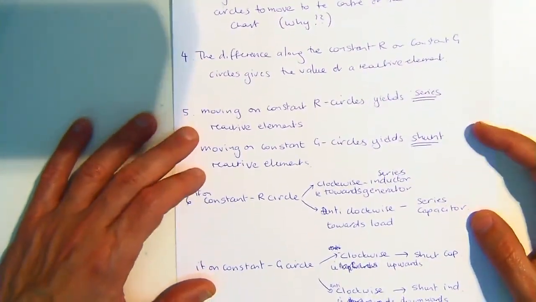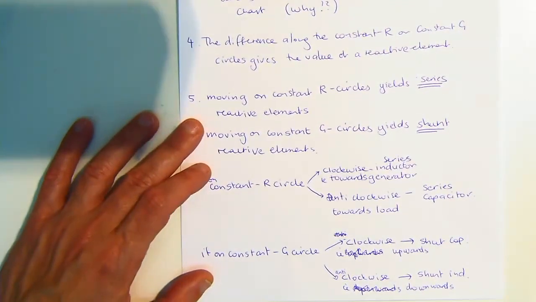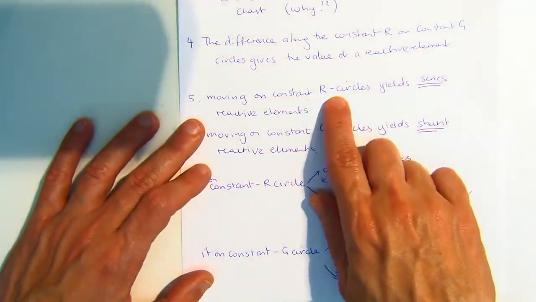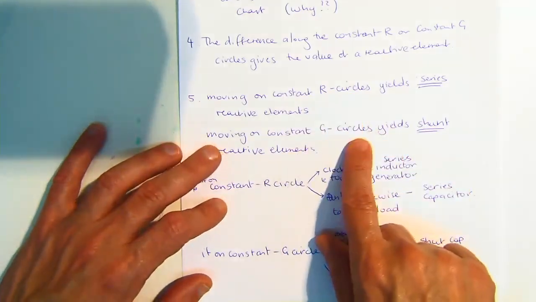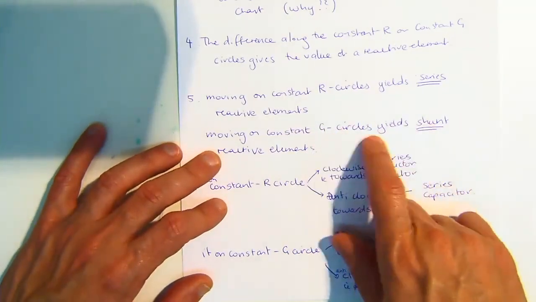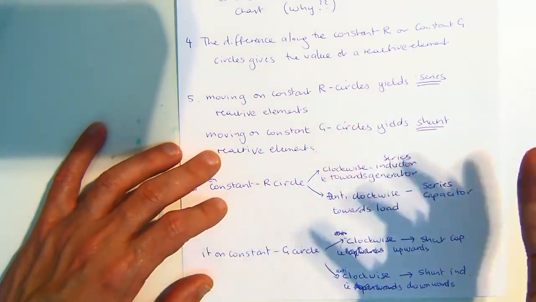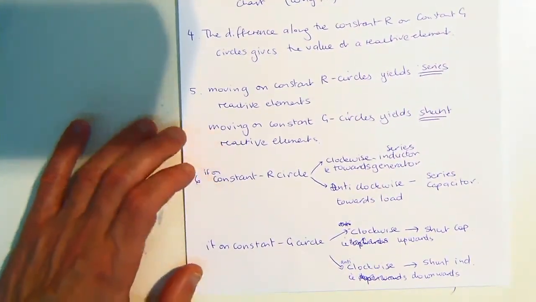Now, the other thing that's worthwhile remembering is if you're adding something in series, you're moving on constant R circles or constant resistance circles, and if you're adding things in shunt, you're moving on constant G or constant conductance circles. No big deal. I mean, that's obvious, right? But I'm just trying to re-emphasize that that's the case.